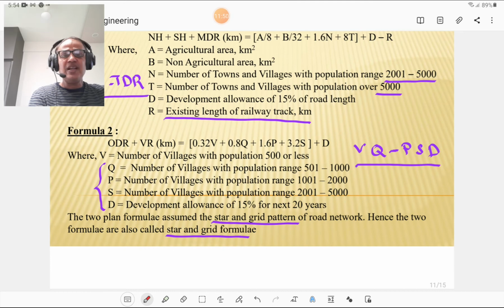These two formulas assume the star and grid pattern of the road network. Hence these two formulae are also known as the star and grid formulae. So what are the star and grid formulae? These two formulas which were developed in the Nagpur road plan are termed star and grid formulae because they follow the star and grid pattern of urban roads.